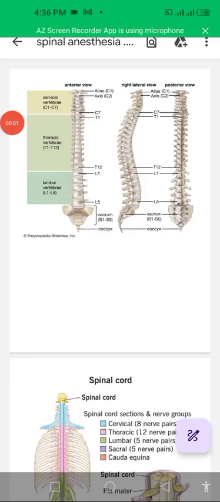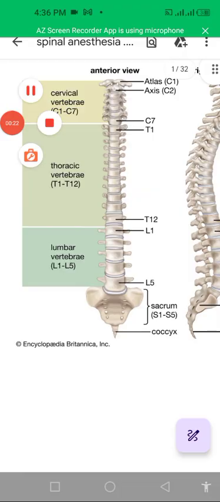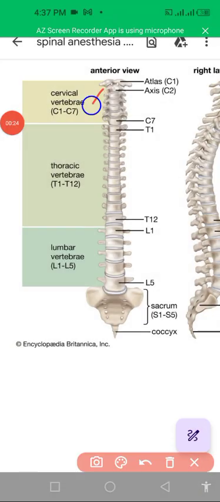Okay, so now we are going to look at spinal anesthesia and neuroaxial anesthesia. So first of all, looking at the anatomy of the spinal cord, there is a covering of vertebrae around the spinal cord. As you can see, there are different vertebrae that are divided into cervical, thoracic, and lumbar vertebrae. There are 7 cervical vertebrae, 12 thoracic, and 5 lumbar vertebrae.